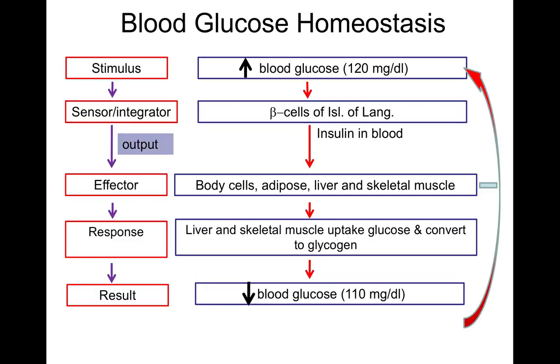Now, when you take that glucose out of the blood, the result would be a drop in the blood glucose below that 110 milligrams per deciliter. Notice that there is a red arrow going from the bottom to the top. This implies that you have a negative feedback loop kicking in, so you don't drop the blood glucose below the normal level.